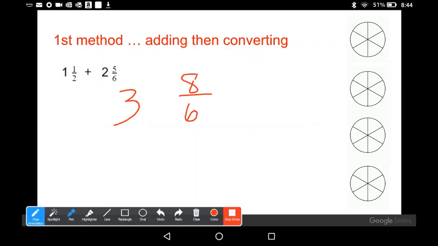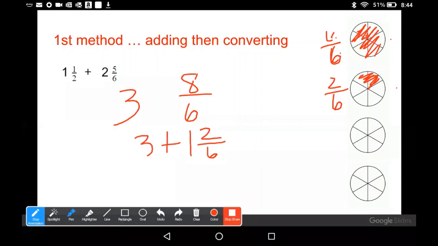So 8/6, I have a whole plus how many more? If I have a whole, that's 6 out of 6. I need to find my other pen. And then I have to color in however many more. So how many more do you think I should color in? 2. Okay, so that gives me my 2/6. So 8/6 is actually 1 and 2/6. And then I have to add my 3 to that. So that's where I bring my number in. So this becomes 4 and 2/6.